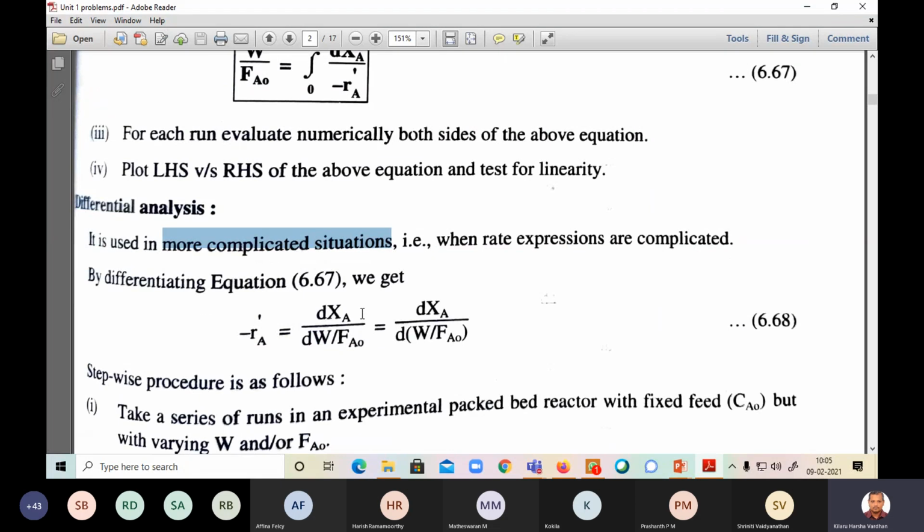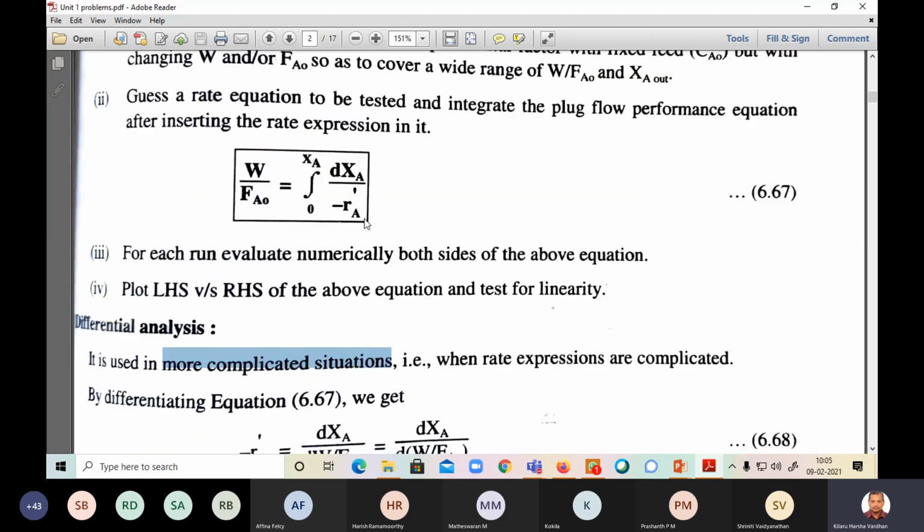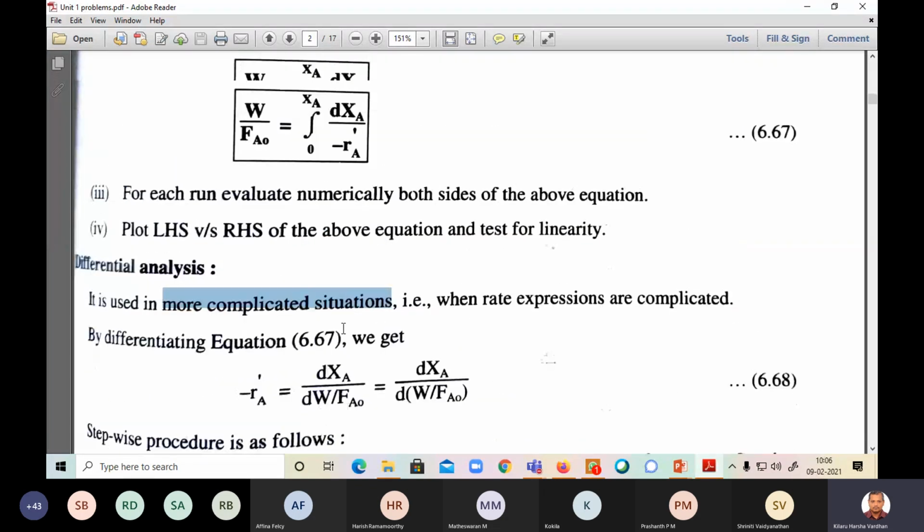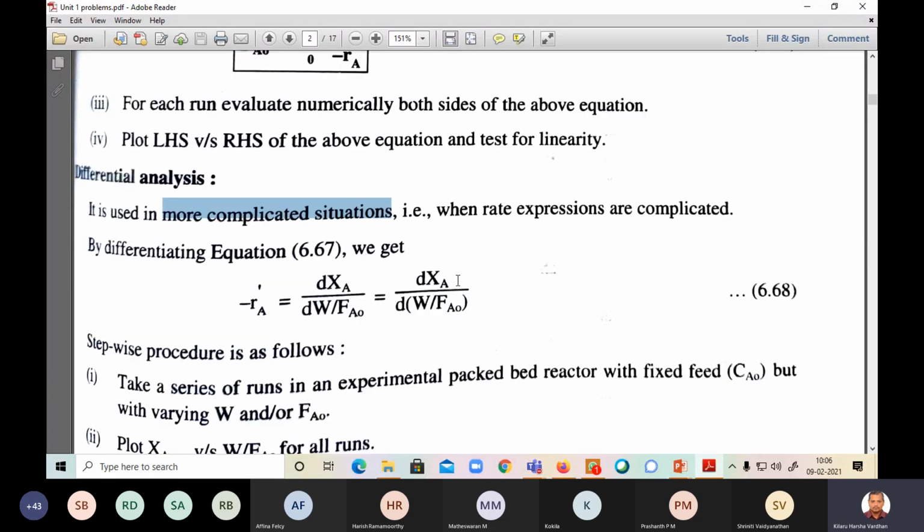When the rate equations are not like elementary reactions, that type we go for a differential. If you are going for a differential, what we have to do, we don't know this. Earlier we were assuming it, that's why you put it here. Since we don't know this, we will take this side. Therefore, minus RA is dXA divided by d(W by Fa naught). Since everything is integrated, you are taking different W's, different Fa naughts. Therefore, this can be changed.